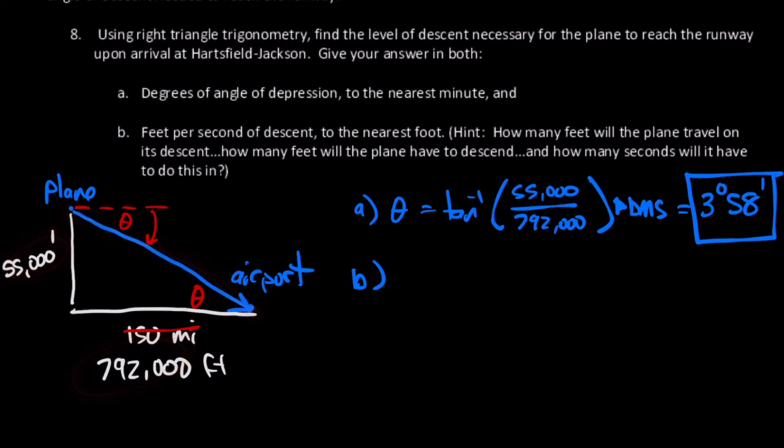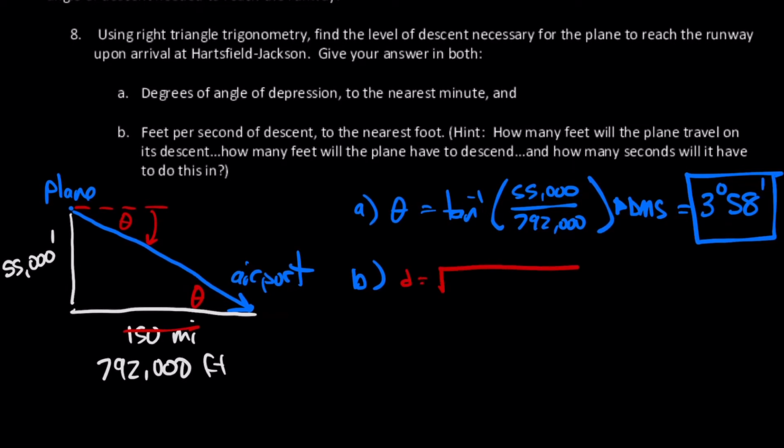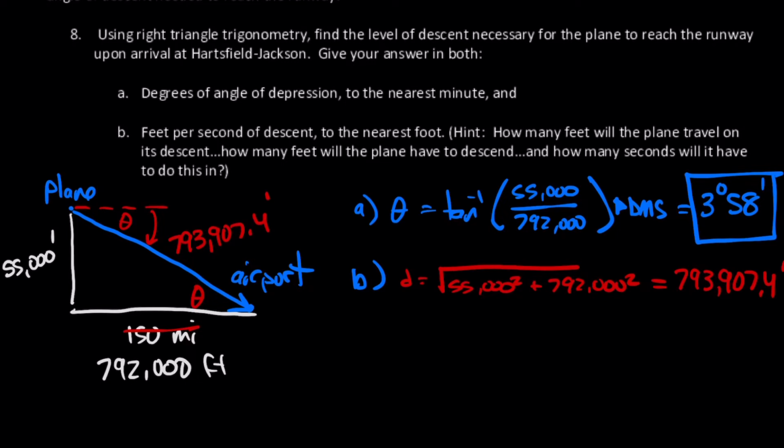It's simply the Pythagorean theorem. So let's start by getting our distance d. The distance is going to be the square root of 55,000 squared plus 792,000 squared. It's just the Pythagorean theorem. I did that and came up with 793,907.4 feet. That will be this hypotenuse right here. Great, so I've got that.